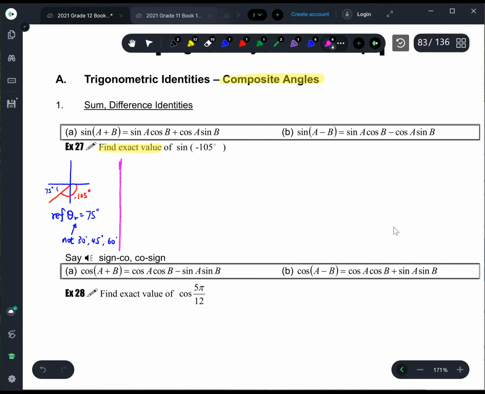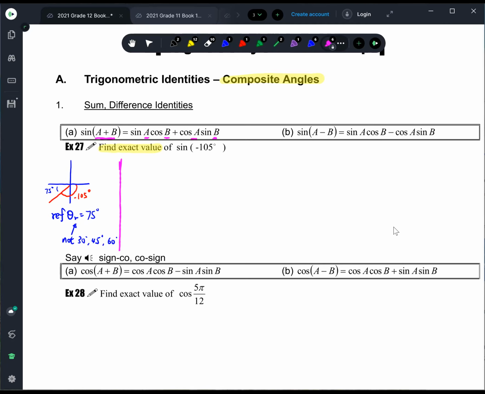Let's take a look at the first group. We have sine of A plus B. That's called a sum. A and B are both angles. Using the identity, we can split the A and B. It turns into sine A cosine B plus cosine A sine B. So using the formula, we can split into sine and cosine. This is for sine of A plus B.